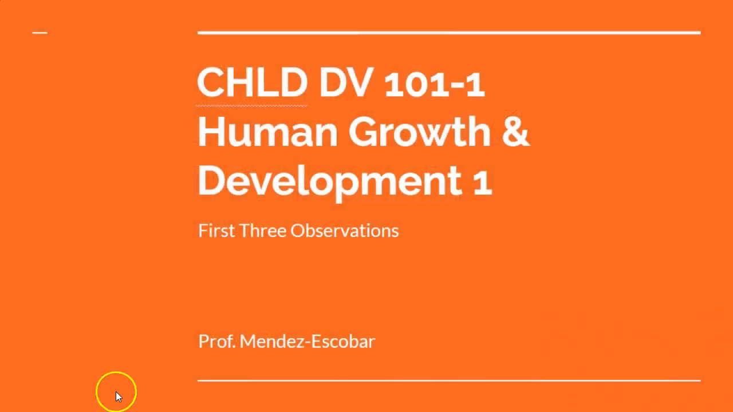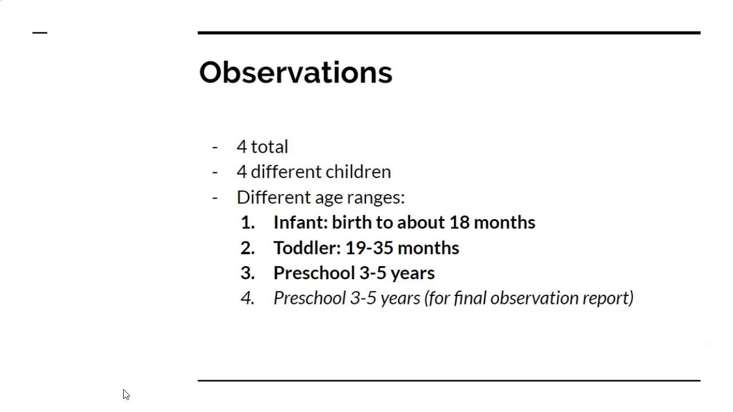Today I'll be talking to you about the course observations for Child Development 101. In this class, you're going to be observing 4 different children, so that means that you're going to have a total of 4 different observations. In this video, I'll talk to you about the first 3 observations because the 4th one is longer and that will be in another video.